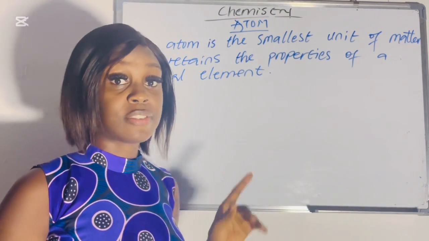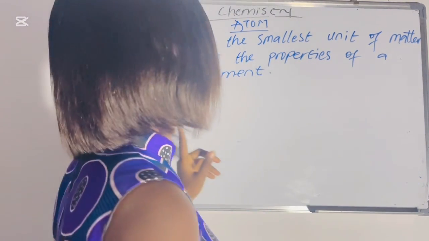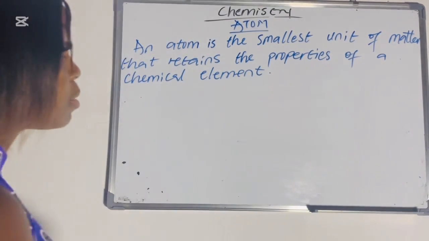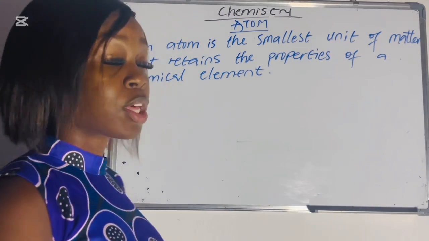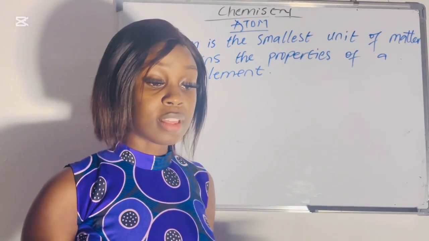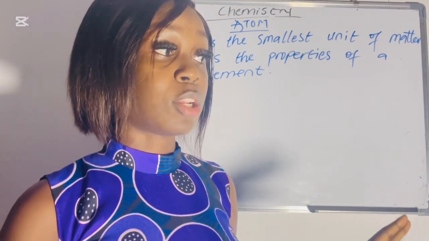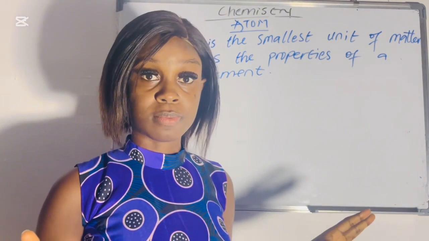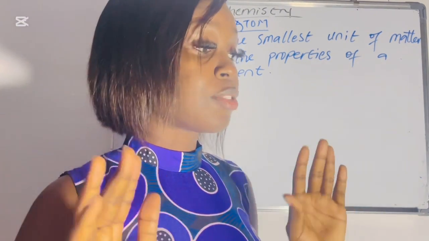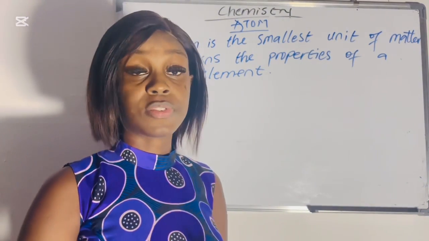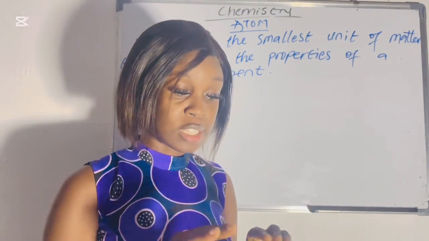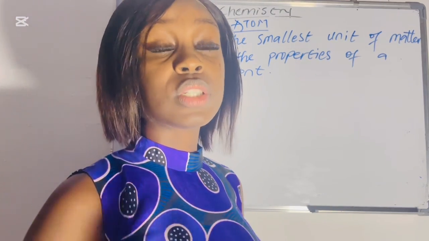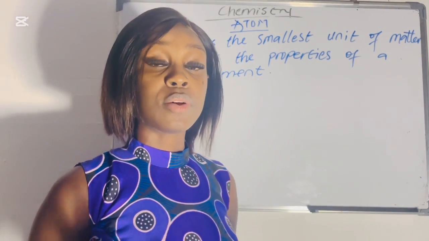So let's look at the definition of this atom. By definition, we say that an atom is the smallest unit of matter that retains the properties of a chemical element. Everything that is around us is made up of atoms. Yes, everything around us. If you can remember, in our previous video we spoke about compounds and mixtures. Now they all break down to a simplest structure called an atom. So now this atom has properties that make it an atom.